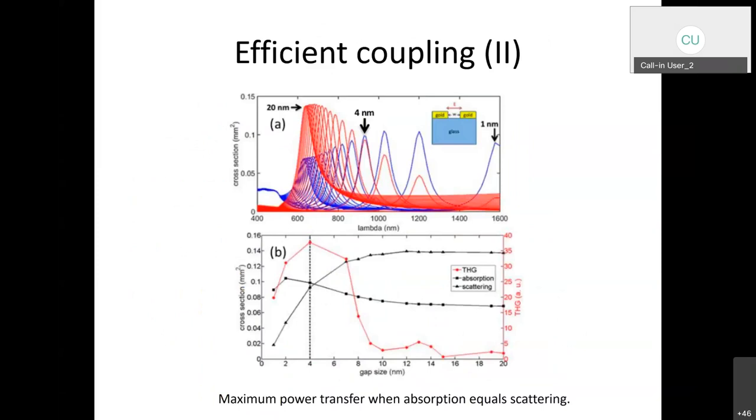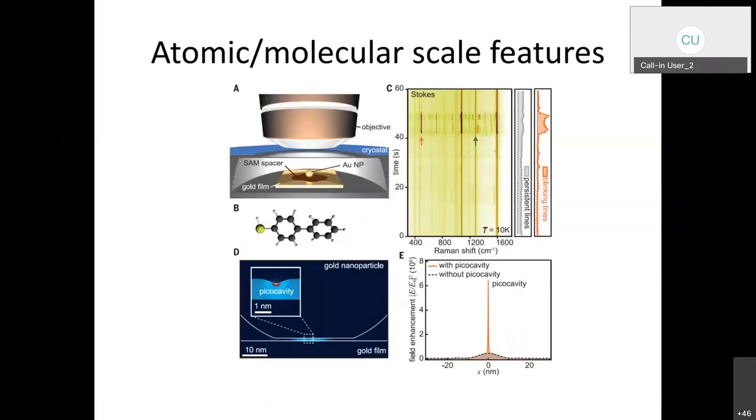And we noticed that you don't want to make the gaps really tiny, because you do not get the maximum power transfer for the really tiny gaps. You want to have the gap at around 4 nanometers, and at that point your absorption equals your scattering, and then you get the maximum power transfer, and so you get the maximum third harmonic generation. So that's something that's not obvious. People in plasmonics often talk about making things smaller and smaller, but in many cases you don't want to do that, because you want to have the maximum power transfer.